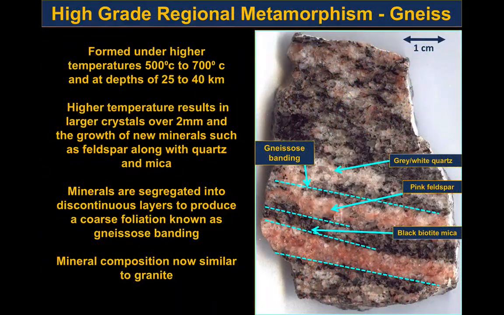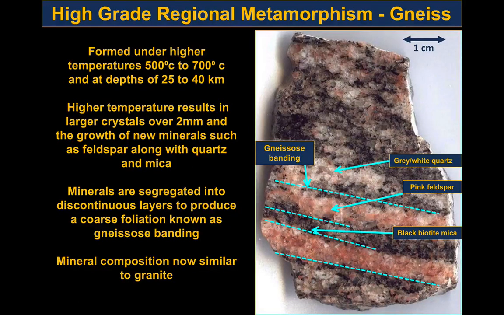The highest grade regional metamorphic rock is gneiss. This forms at very high temperatures and very high pressures. But it doesn't form as a result of melting. This, really, as far as we're concerned, is pretty much the last stage of metamorphism before melting would begin.